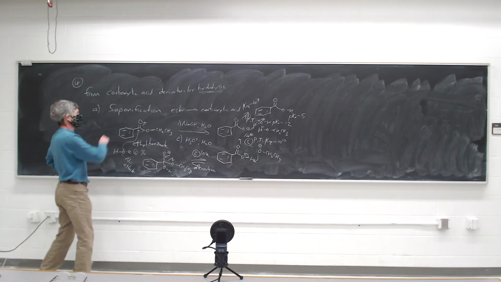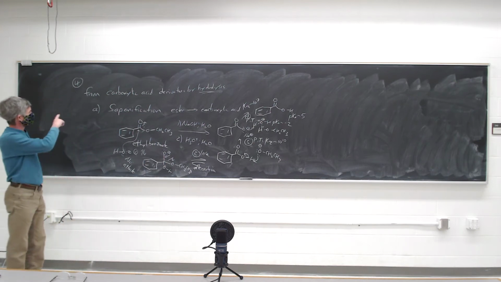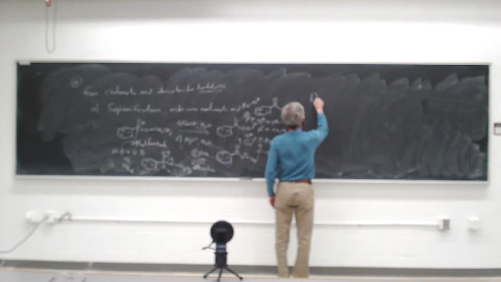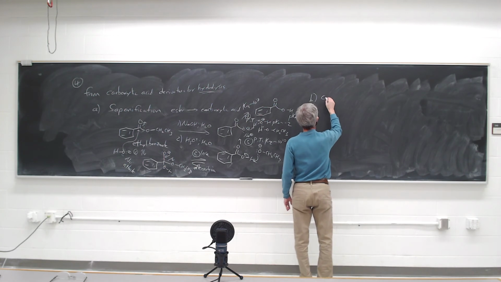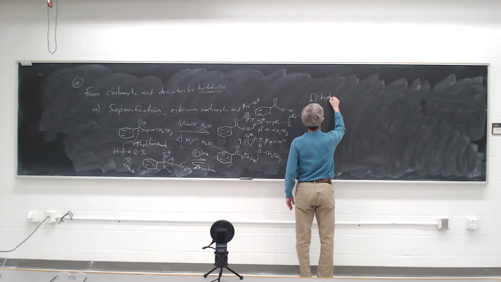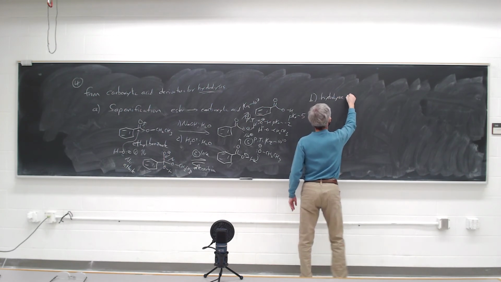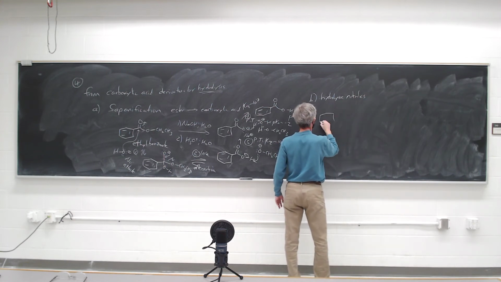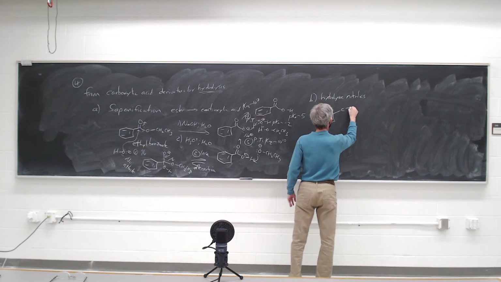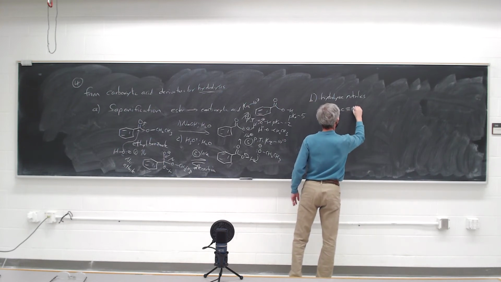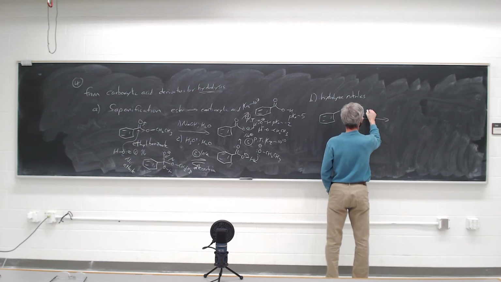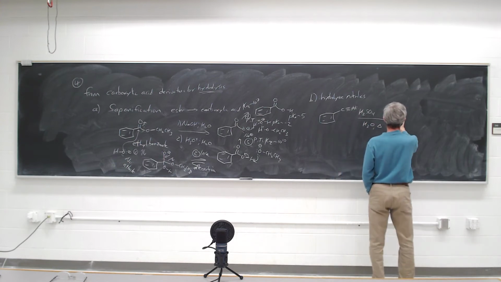So saponification of esters gives carboxylic acids, but that's not the only carboxylic acid derivative that we've seen. You can also hydrolyze nitriles, and it can be done in strong base or strong acid, usually with heat.